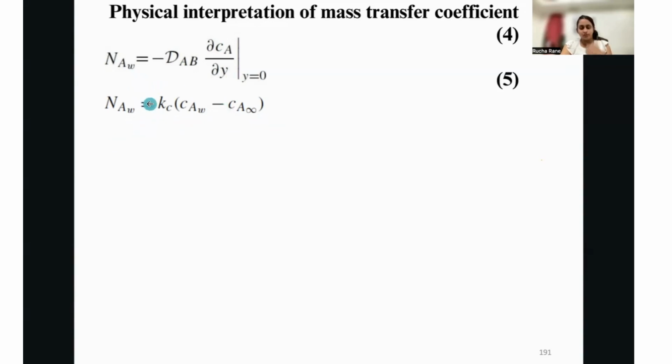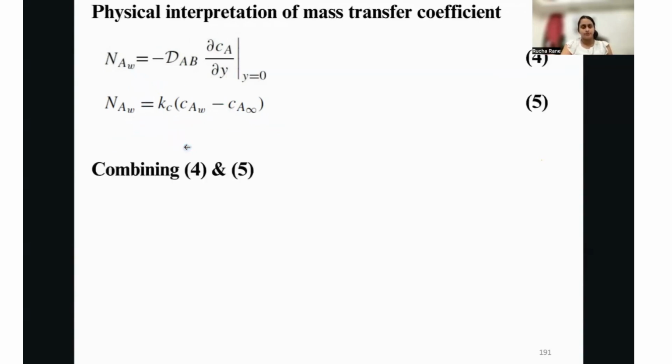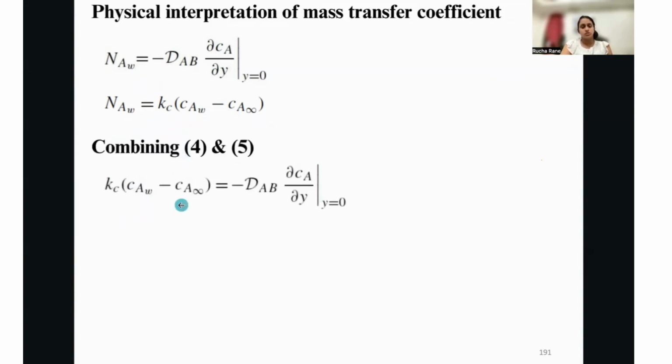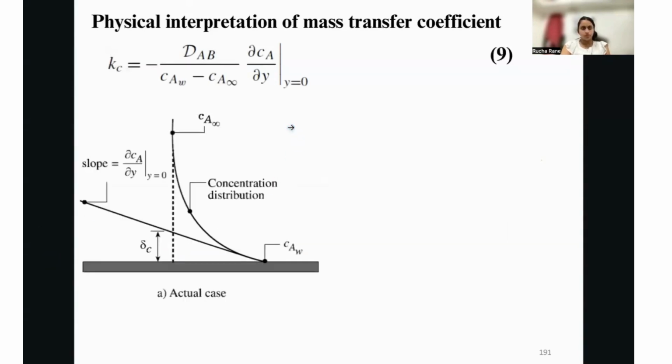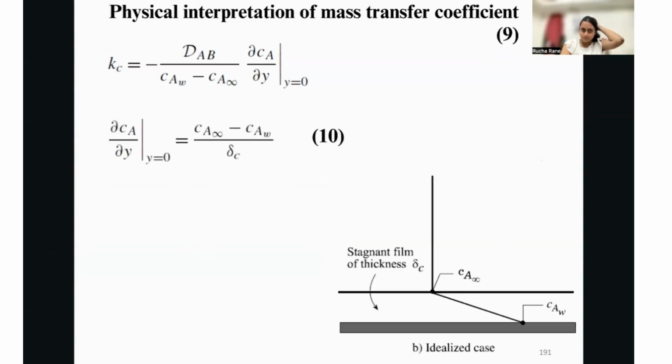Now, since both are the flux, what if we equate both of them? So, k_c into this will be equal to minus D_AB into dC_A by dy at y is equal to 0. We will put only the coefficient on the left hand side because we need the relation between k_c and your D_AB. So now this is the equation which we are studying. This dC_A by dy at y is equal to 0 can be considered as C_A infinity minus C_AW upon.